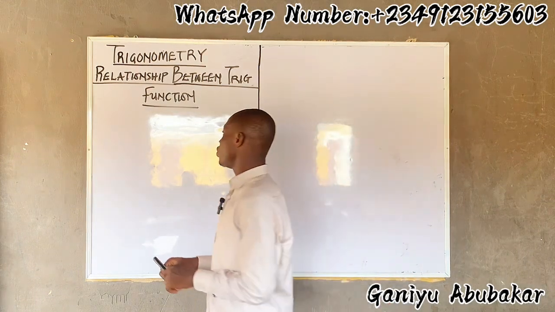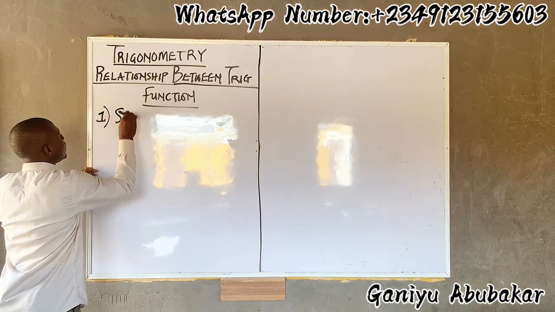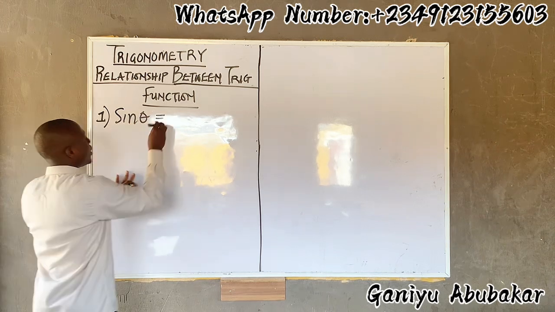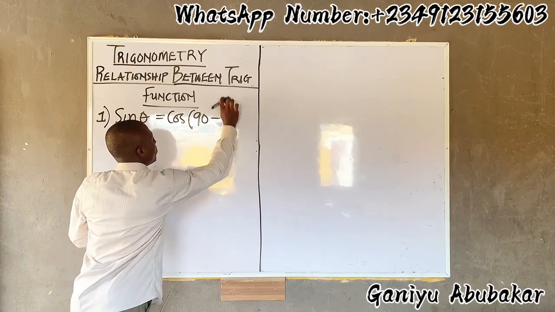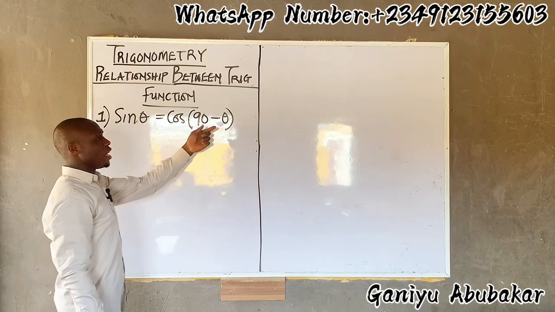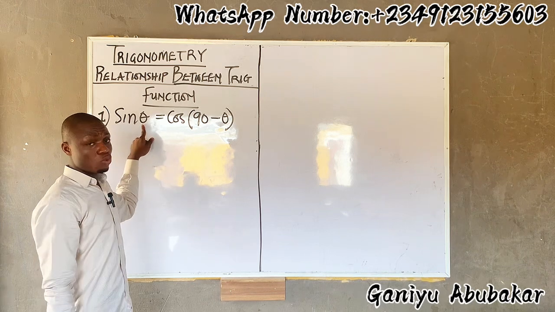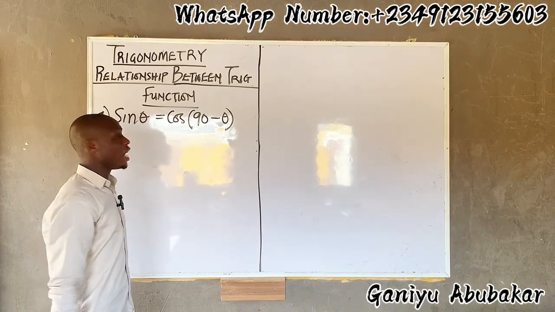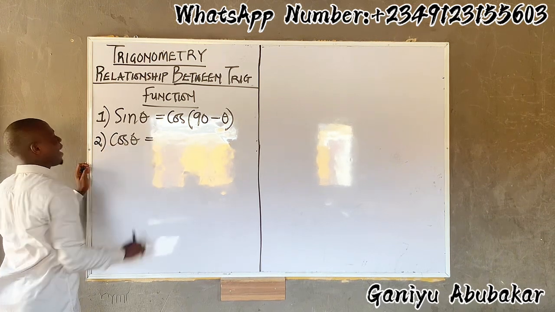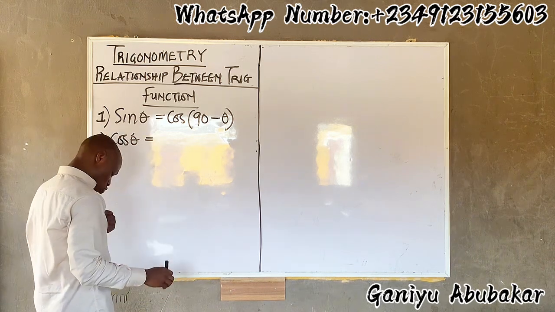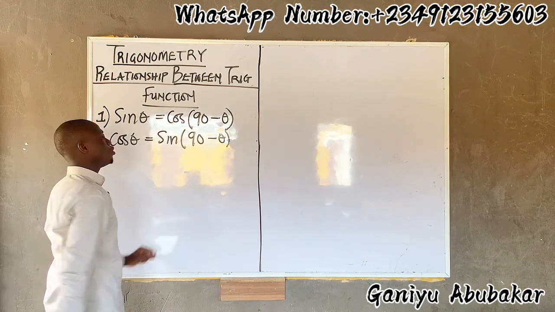First things first, your very first thing to note is that sine theta can be expressed as the cos of the complement angle. By the way, this 90 minus theta is said to be the complement angle. So I can express sine theta as being equal to cos of what? The complement angle. Number 2, if I have cos theta, I can express cos theta as being equal to the sine of what? The complement angle. This is number 2.